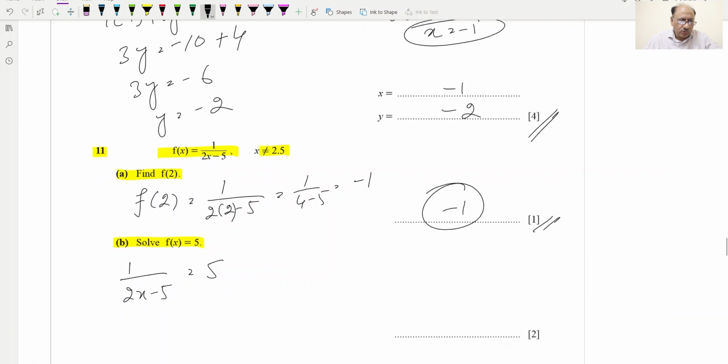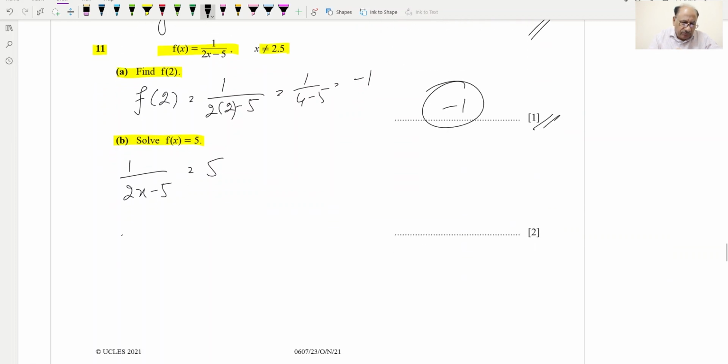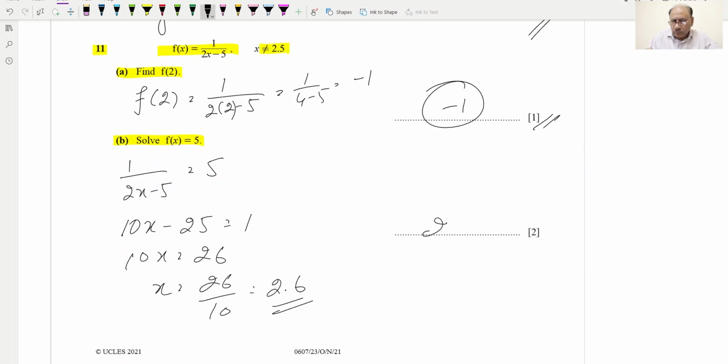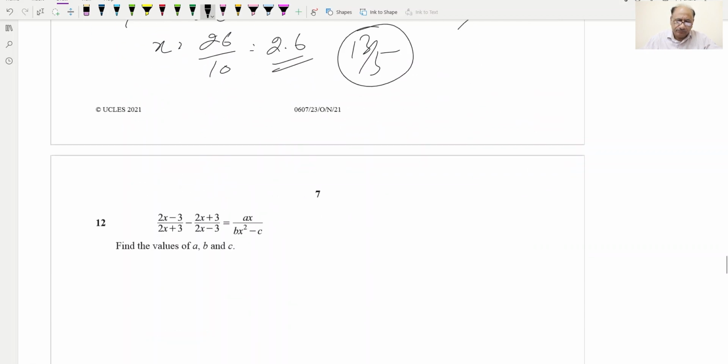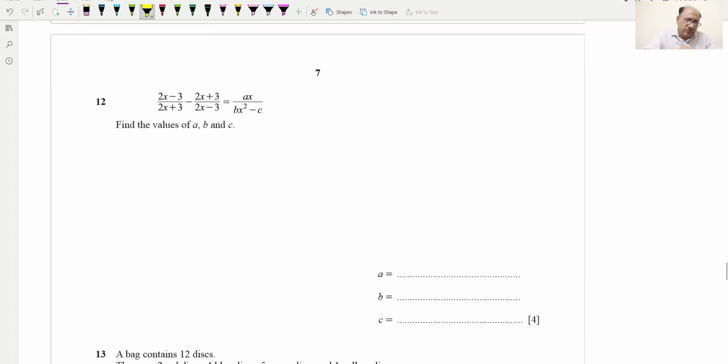We need to solve this, so we can cross multiply. 10x minus 25 will be equal to 1, so 10x is equal to 26, x is equal to 26 over 10, which is equal to 2.6. So 2.6 will be our final answer for this question, or we can write it as 13 over 5 also in fraction form. Now question number 12.